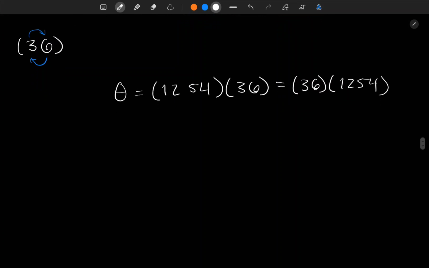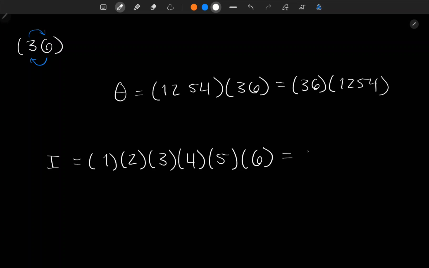Positions that are unaltered by a permutation are either left out entirely from the notation here, or they're written in their own pair of parentheses. So let's say we had a permutation which sent 1 to the first position. Then in that permutation in cycle notation, you would have something that looks like this: 1 gets sent to 1. Therefore, the identity here, I, is equal to (1)(2)(3)(4)(5)(6). But it's often just written as 1, just for convenience.